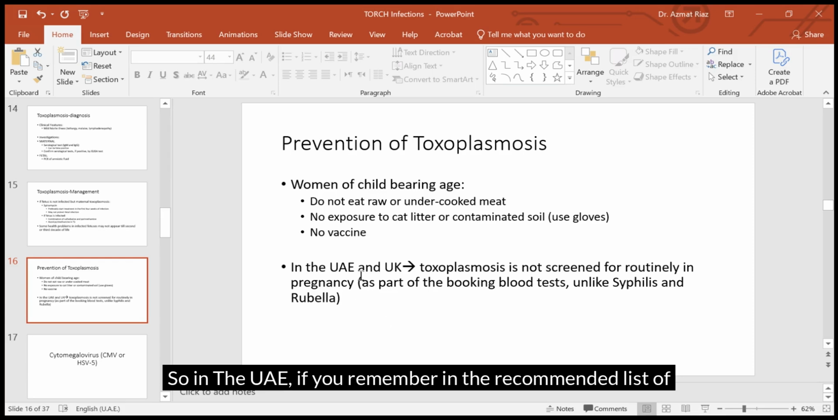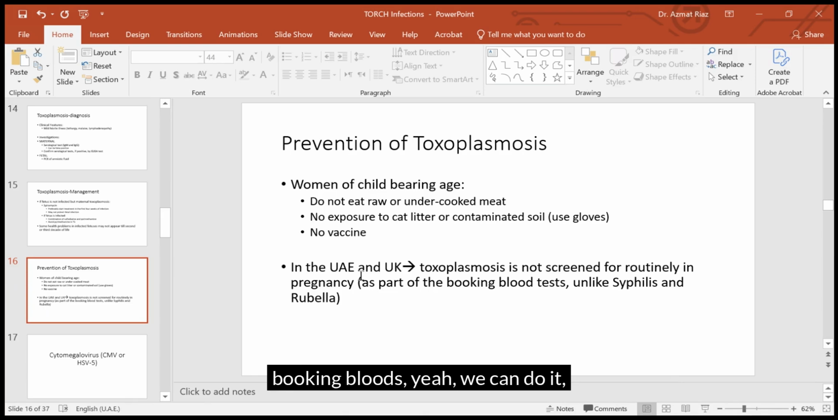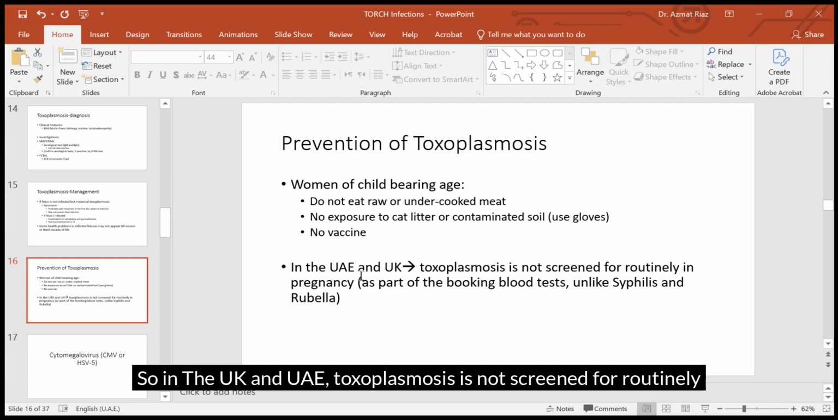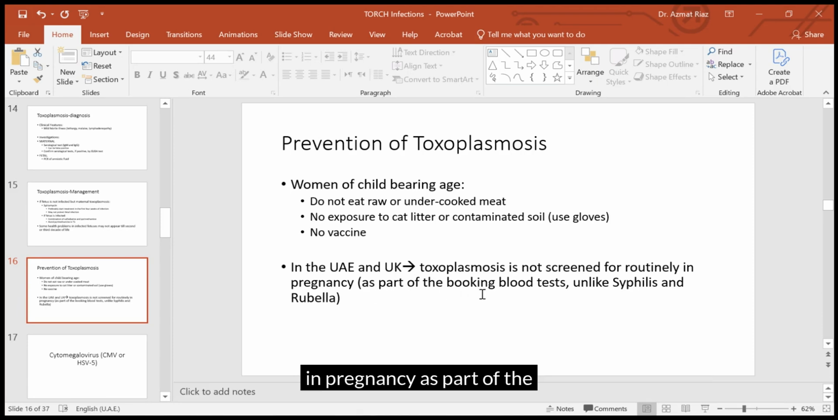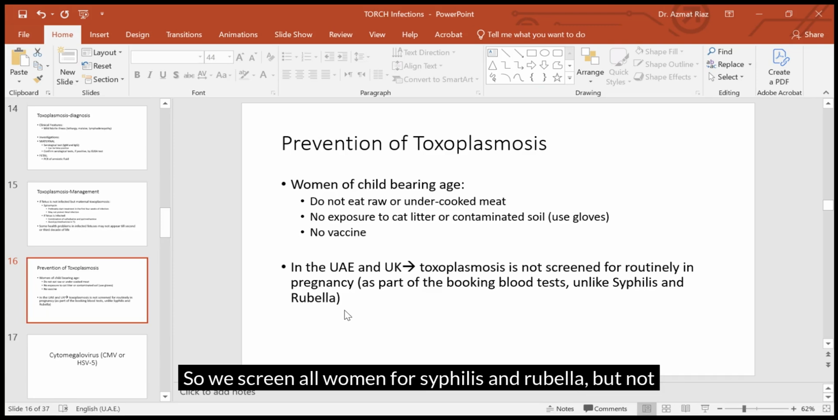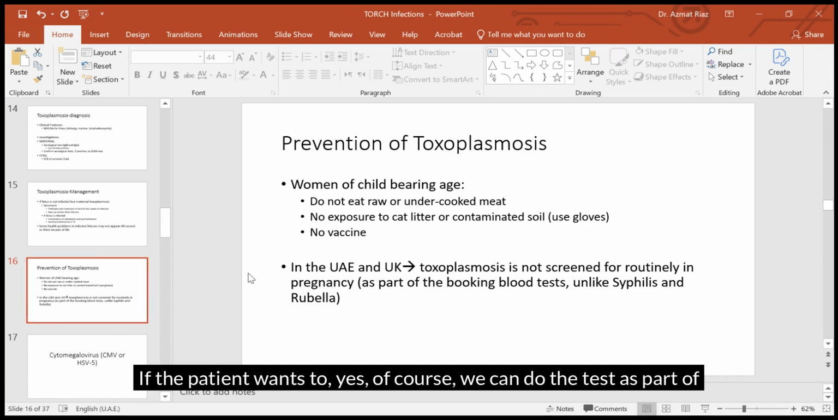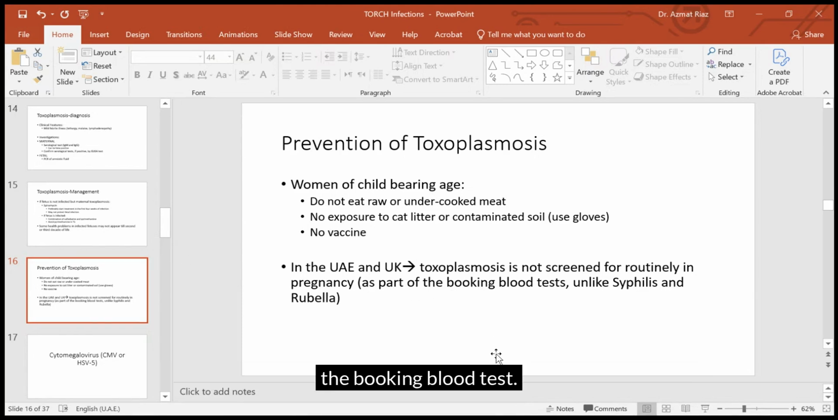In the UAE, if you remember the recommended list of booking bloods, we can do it, but insurance usually does not approve it. So in the UK and UAE, toxoplasmosis is not screened for routinely in pregnancy as part of the booking blood tests, unlike syphilis and rubella. We screen all women for syphilis and rubella, but not toxoplasmosis because insurance does not approve it. If the patient wants to, of course, we can do the test as part of the booking blood test.